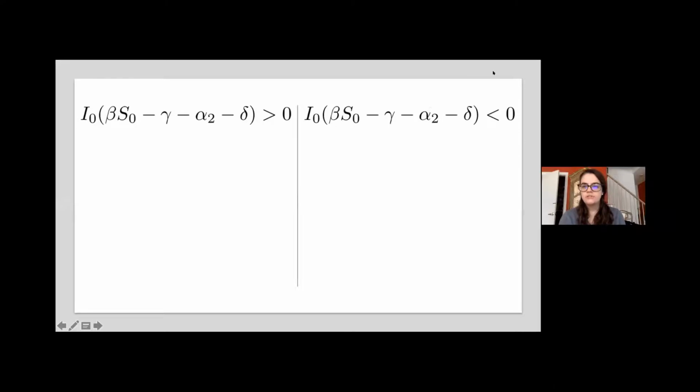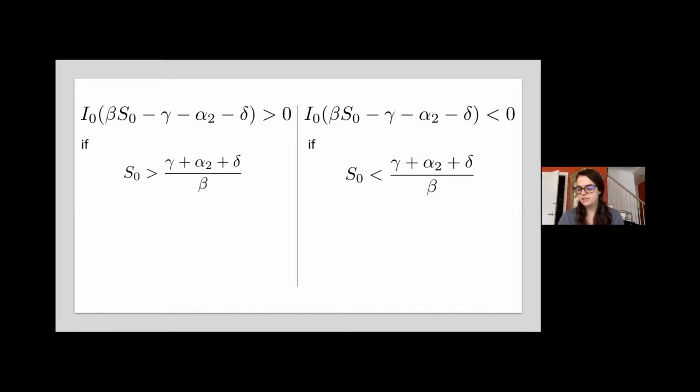So we have two options. Either this value can be greater than 0, or it can be less than 0. And the infected population is always going to be something positive. And so I'm just going to focus on everything that's inside the parentheses, and I'm going to solve for S sub naught. Okay. So we have two options. Either S sub naught is greater than this fraction, gamma plus alpha 2 plus delta divided by beta, or S sub naught is less than this fraction.